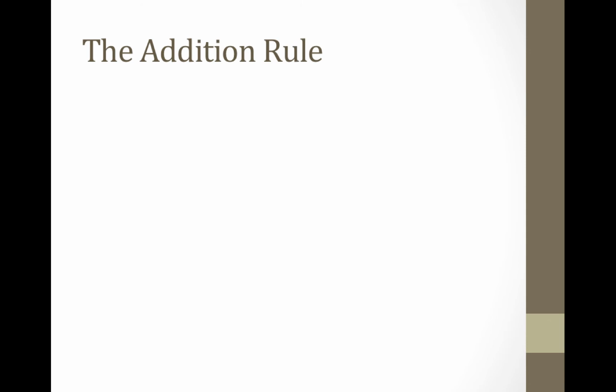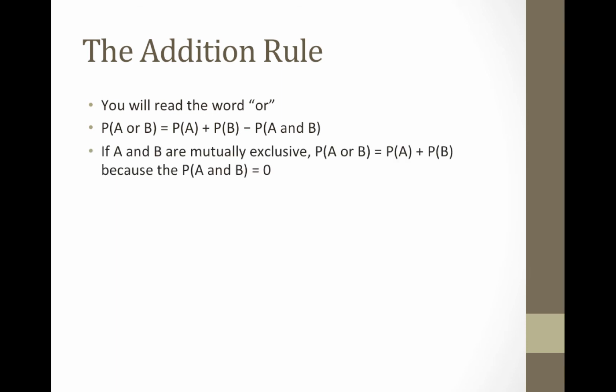Okay, so now that we have discussed mutually exclusive, we can talk about the addition rule. So what is the addition rule? This is when you're going to read the word or. Okay, so the probability of A or B. Our formula for this is that if we want the probability of A or B, we're going to add the probability of A and the probability of B, but then we're going to subtract the probability of A and B. We need to subtract that intersection. If A and B are mutually exclusive, then the probability of A or B is simply the probability of A plus the probability of B, because we know that intersection space is equal to 0. There's no intersection.